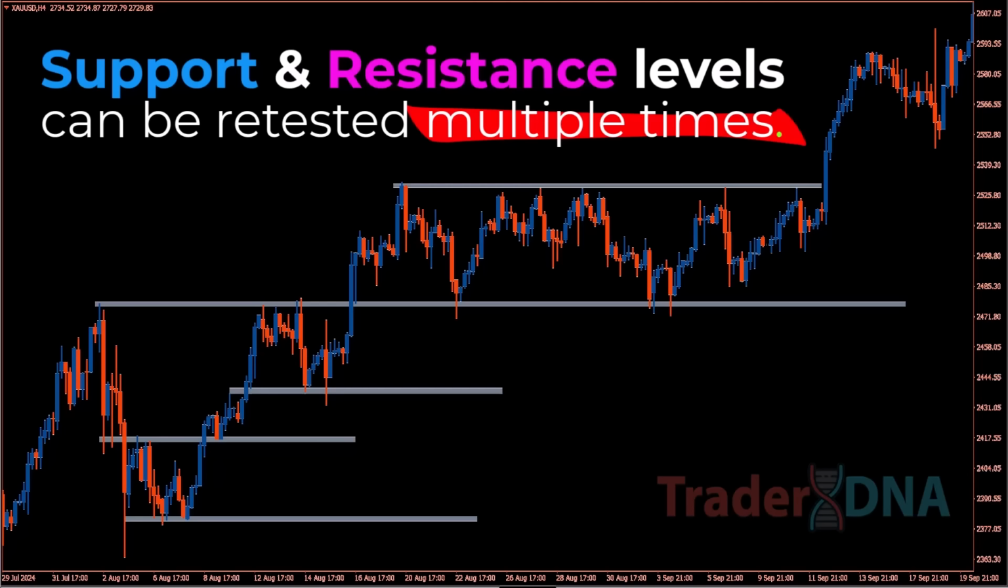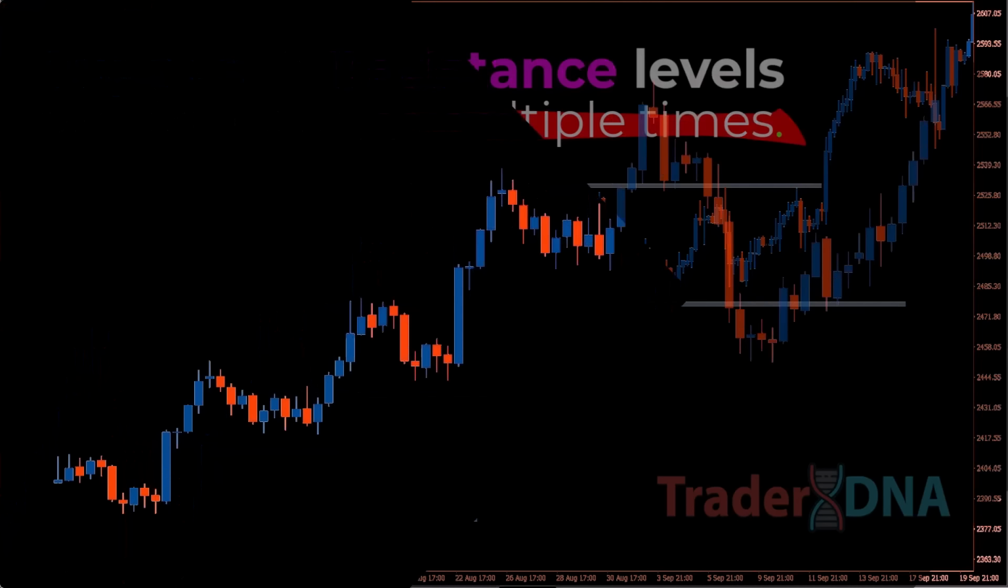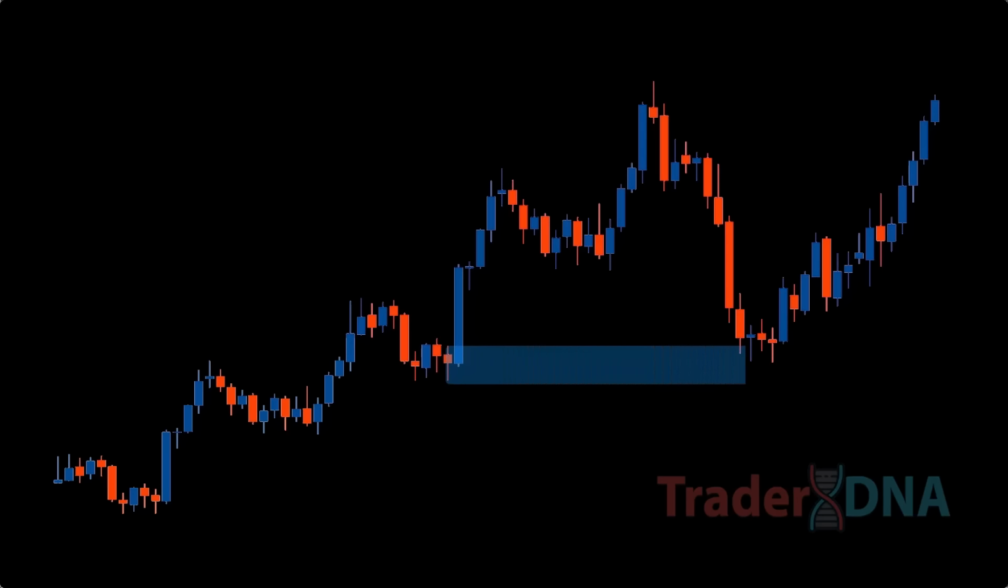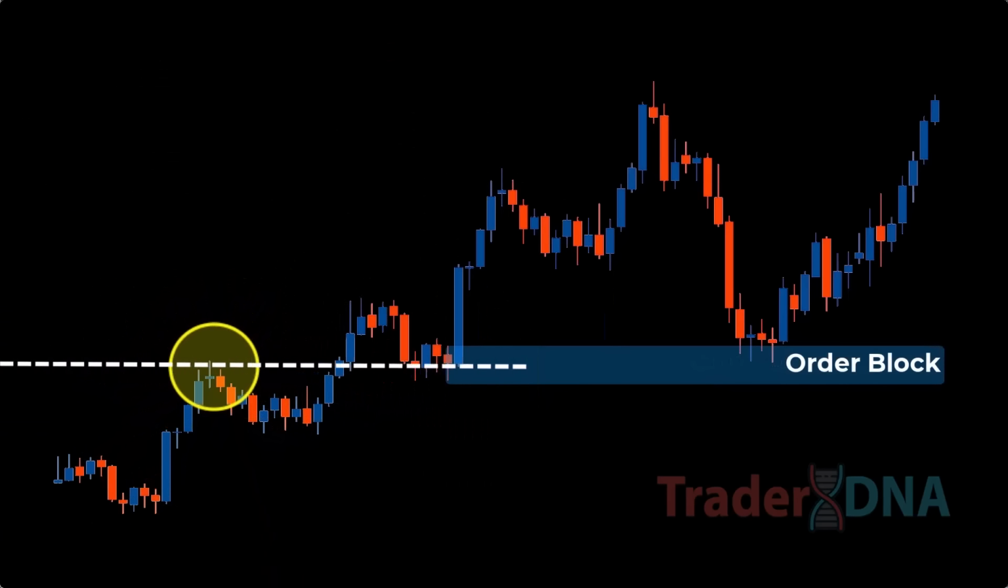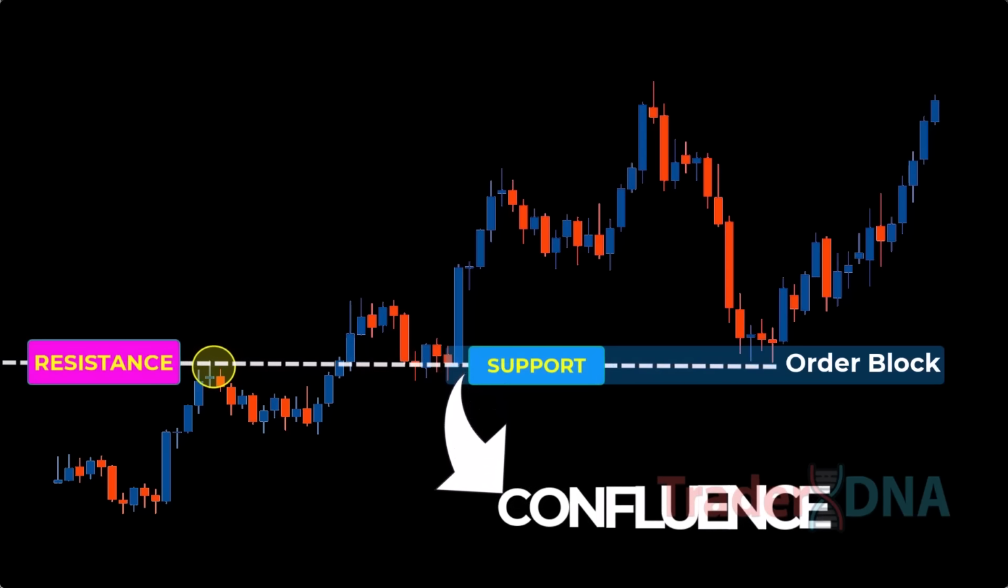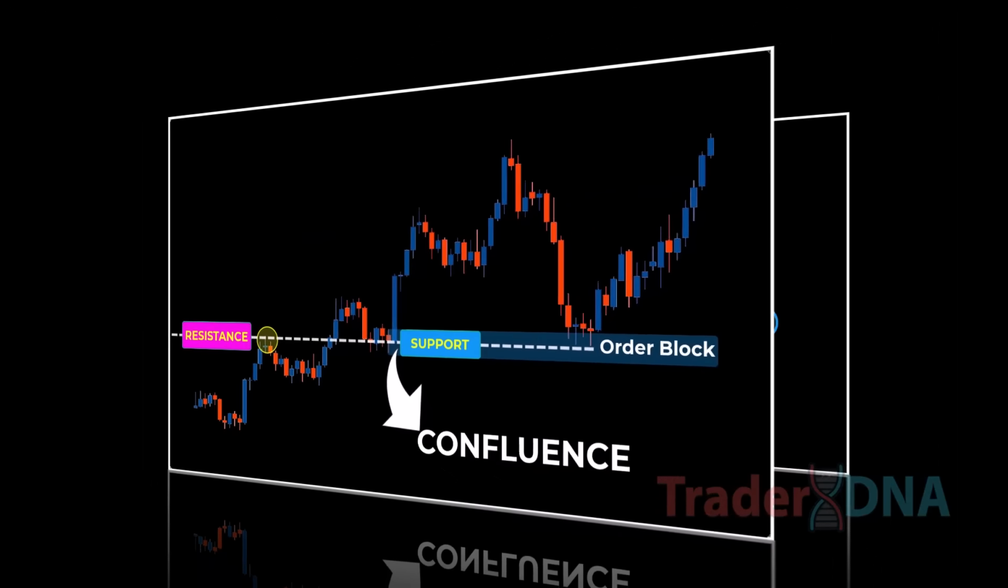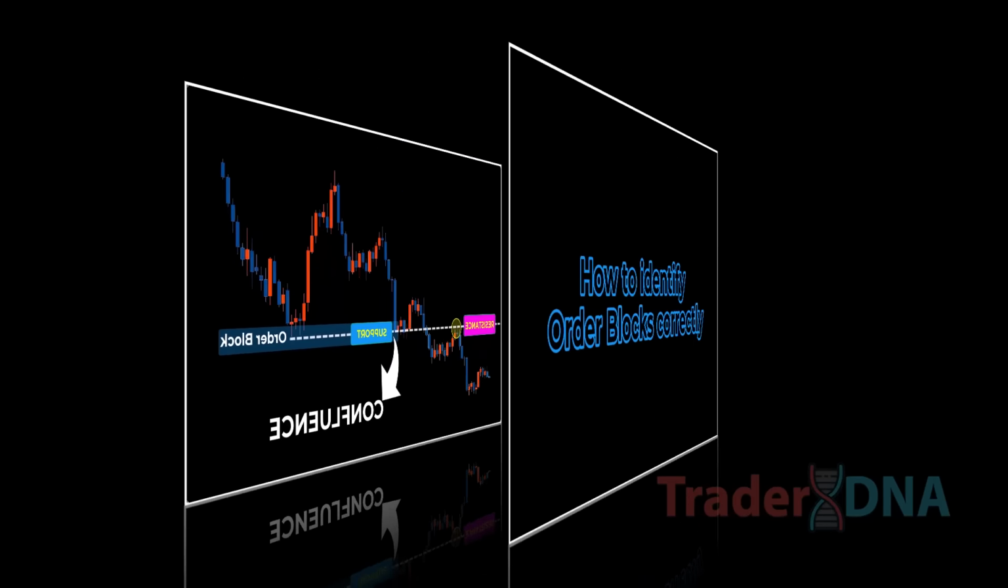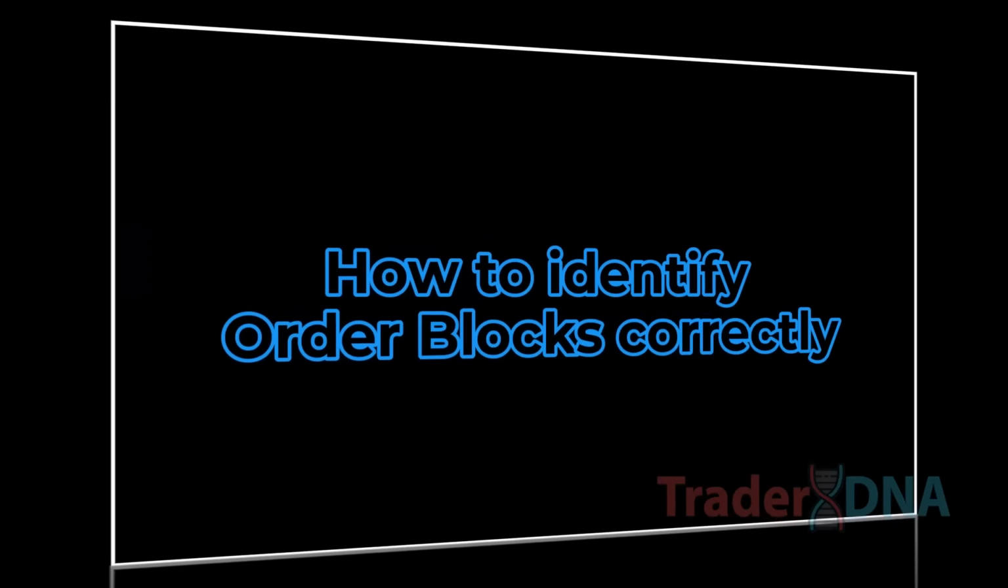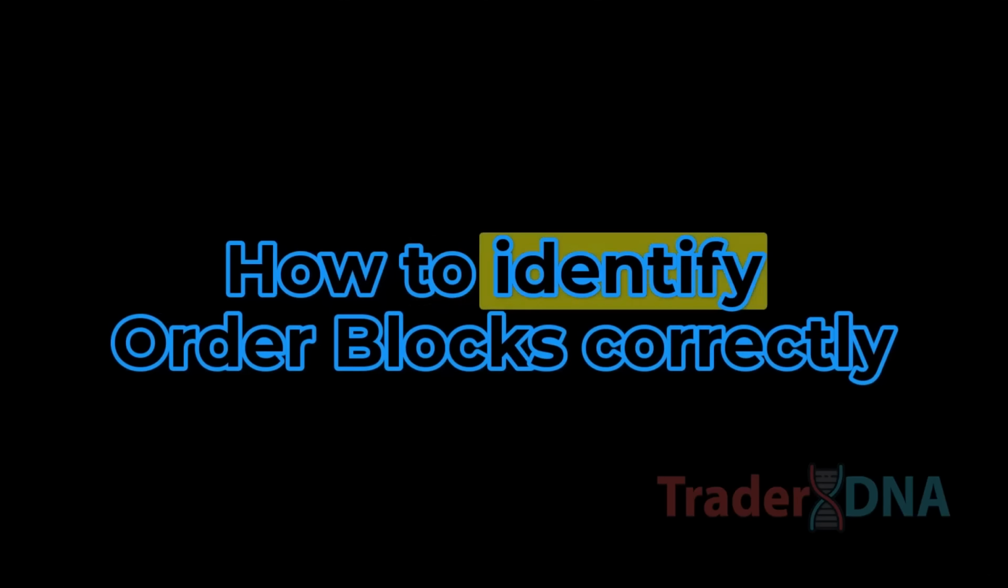Now, even though order blocks and support and resistance are different, you can absolutely combine them. For example, if an order block forms right when price is sitting near a resistance level, that's called confluence. And confluence is powerful because when 2 key levels line up, price has a much higher chance of reacting from that area.